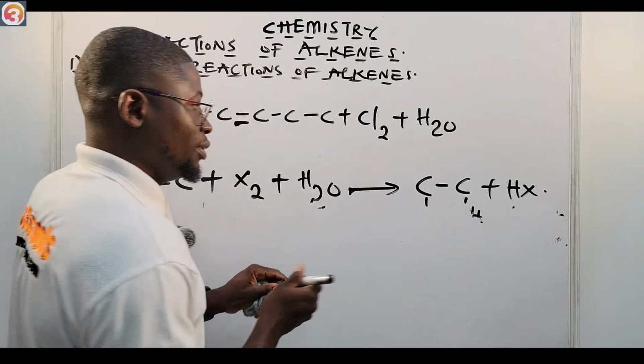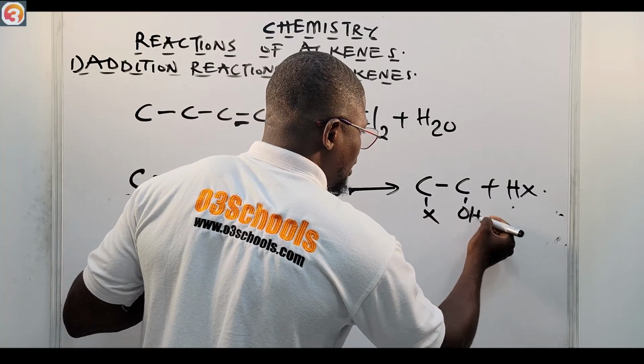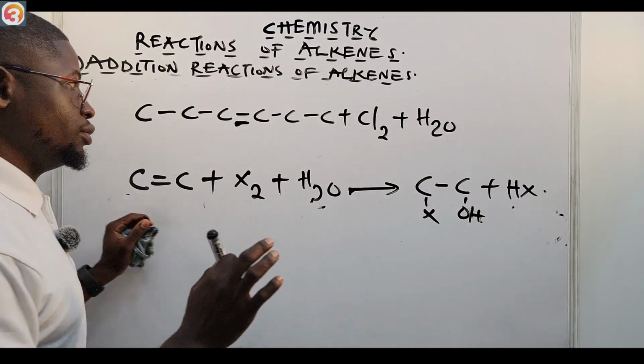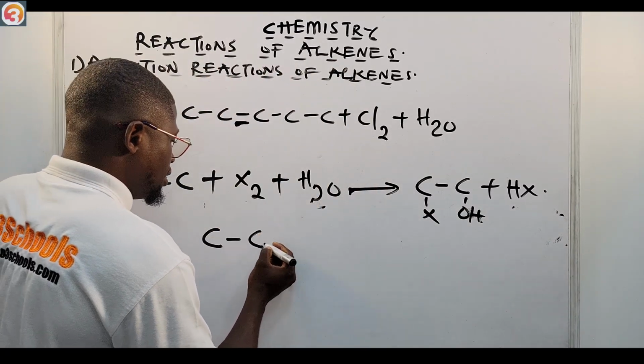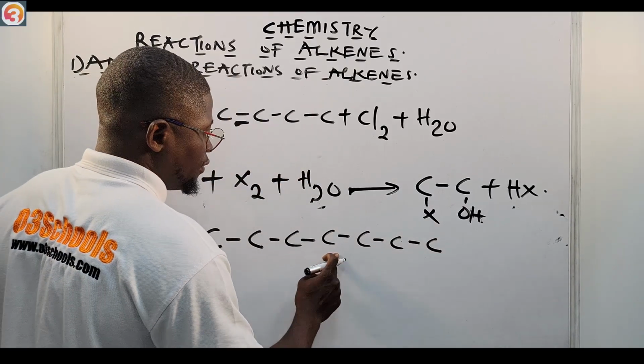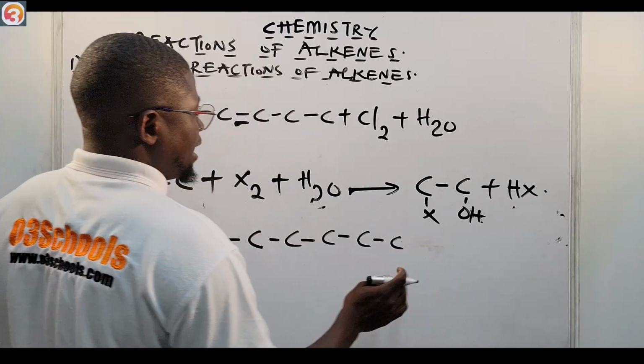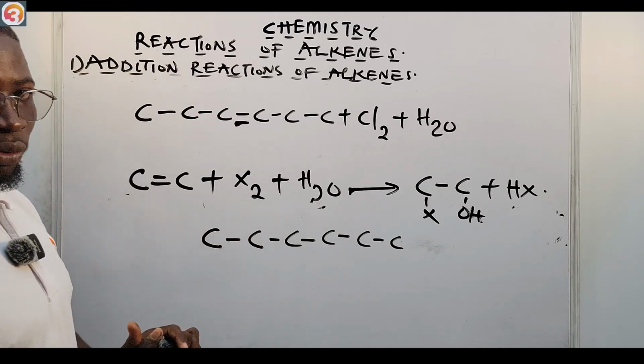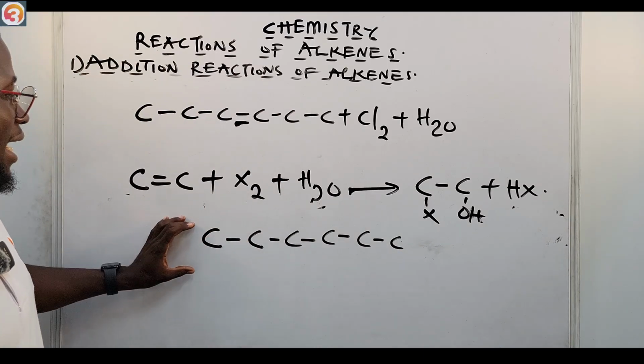We also have OH. We have 6 carbon atoms also. So I'm going to have C, 1, 2, 3, 4, 5, 6. Okay, not 7. Remember, the double bond will be broken because it's an addition reaction. So now it's broken.